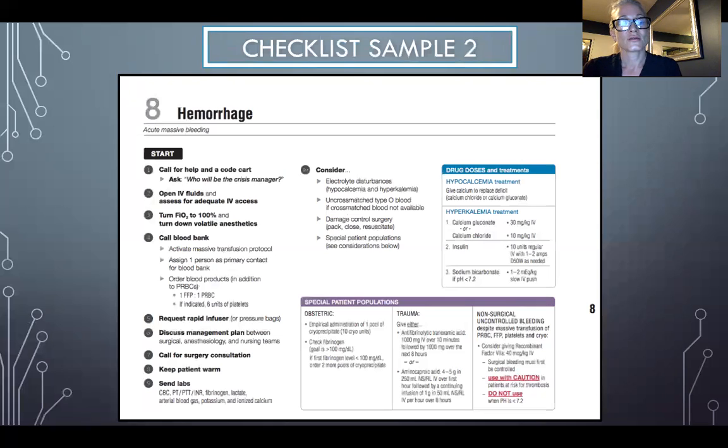We are going to do a couple other things, of course. Discussing a management plan, of course, that's going to be a quick call, but then we're going to make sure the patient's obviously kept warm and get labs ASAP. That's, of course, one of the later steps, but it also shows drug doses and treatments. So I just found this to be a really good checklist to have in the operating room and in the perioperative areas.